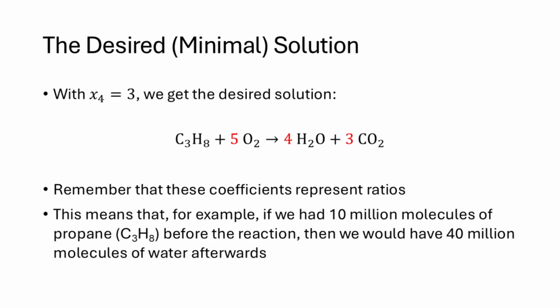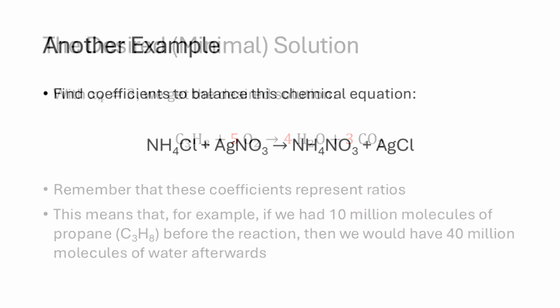Once we set x4 equals 3, that gives us the values of our variables, which lets us set up our balanced equation. And remember that these coefficients represent ratios. So for example, if we had 10 million molecules of propane, that's C3H8, then the 4 on the right-hand side of our balanced equation in front of water, H2O, would tell us that those 10 million propane molecules before the reaction correspond to 40 million water molecules after the reaction. Let's work through another example.